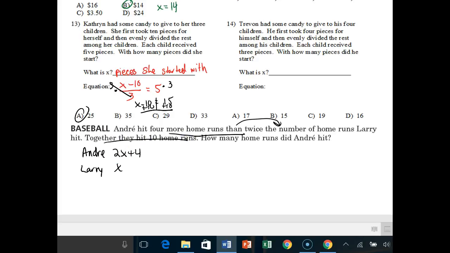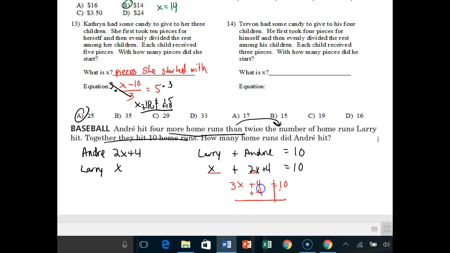Together, they hit 10 home runs. So let's take these 2 expressions, let's add them together. Let's say Larry plus Andre is equal to 10 home runs, right? We know that. But we also know we have expressions. We can go ahead and say, okay, Larry, which is x, plus Andre, which is 2x plus 4, is equal to 10, right? I see I have some like terms, so I can combine those first. So I have 3x plus 4 is equal to 10. And now I can go ahead and solve this 2-step equation.